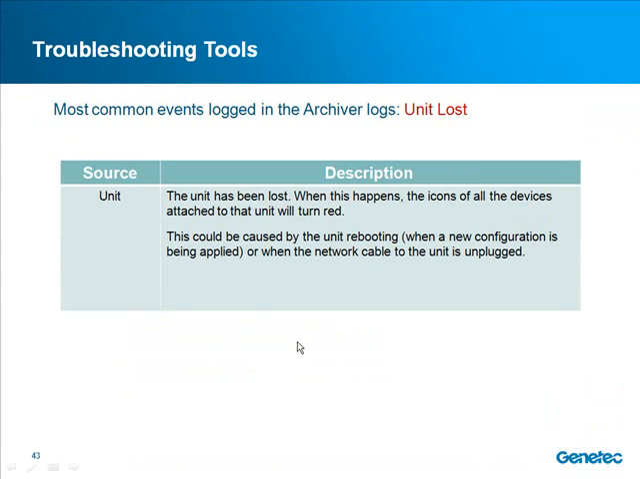Now, our last archiving log event that we're going to take a look at is the unit lost event. When we get these messages, it means that we have lost all contact with the unit. In the entity tree of either the live viewer or the config tool, you'll notice that all the devices attached to the unit will be offline and in red. This could be an indication that the unit is rebooting, which sometimes happens when a new configuration is being applied, or that the network connection to the unit has been disconnected somewhere along the way.